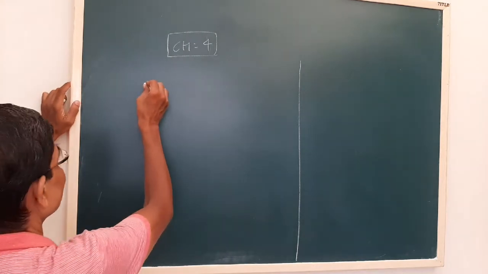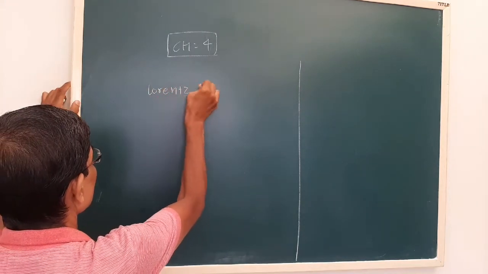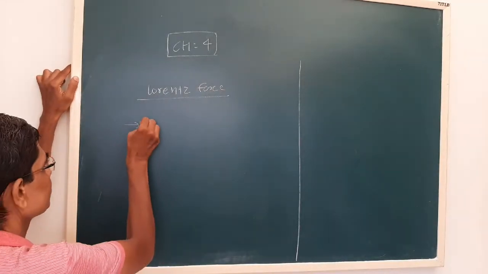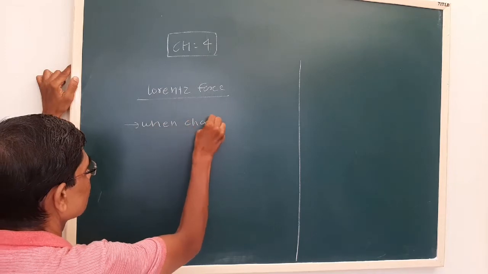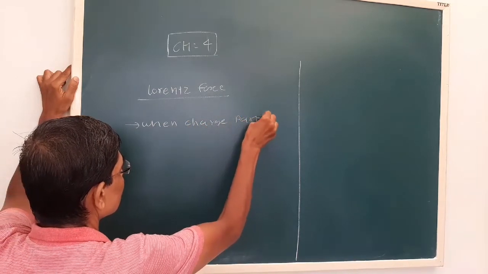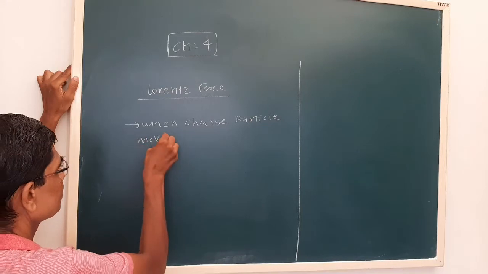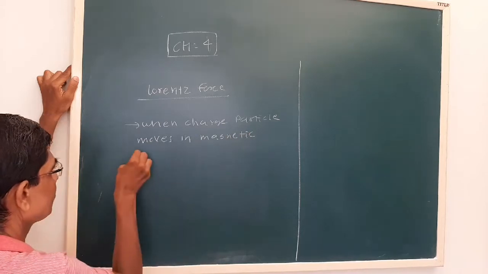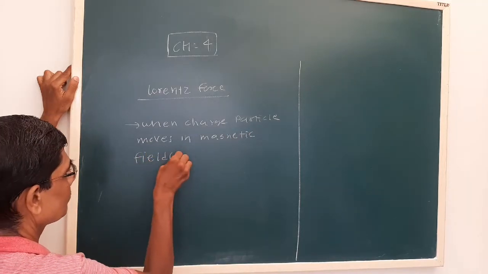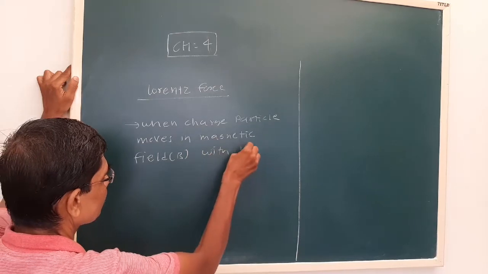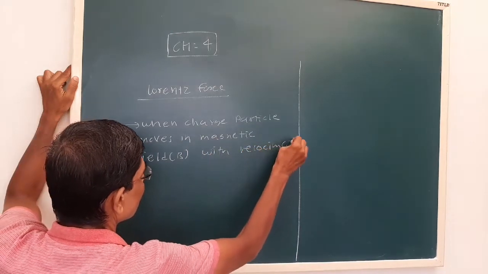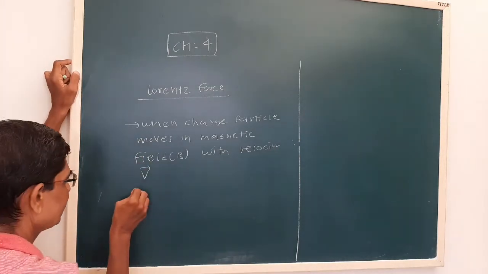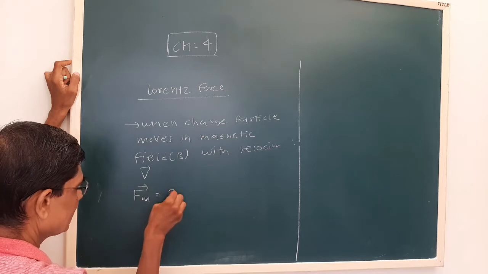Today we start with the Lorentz force. Now see, when a charged particle moves in a magnetic field with velocity v, the force acting is Fm = q v cross B.